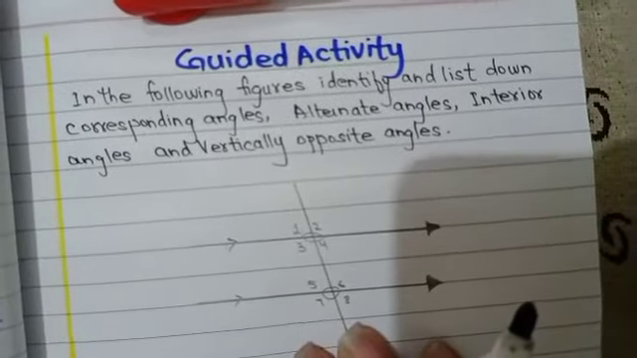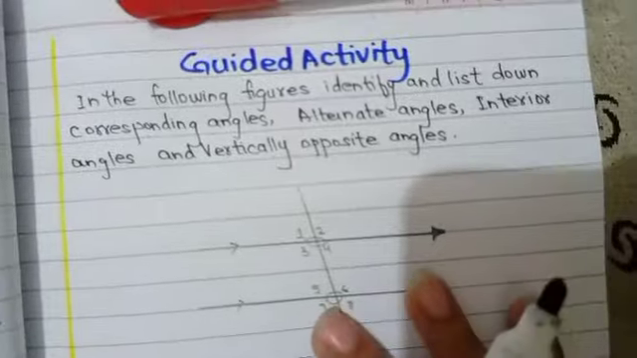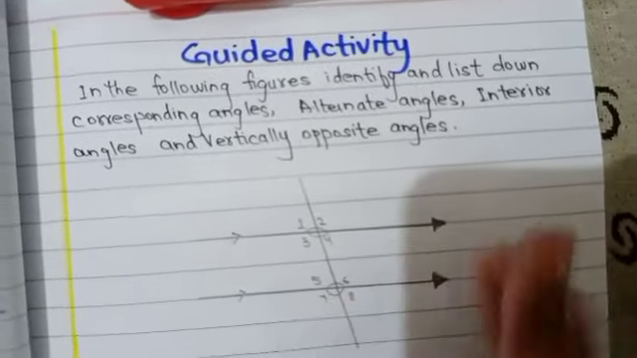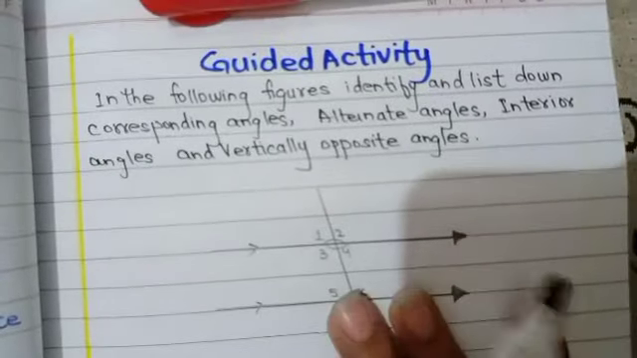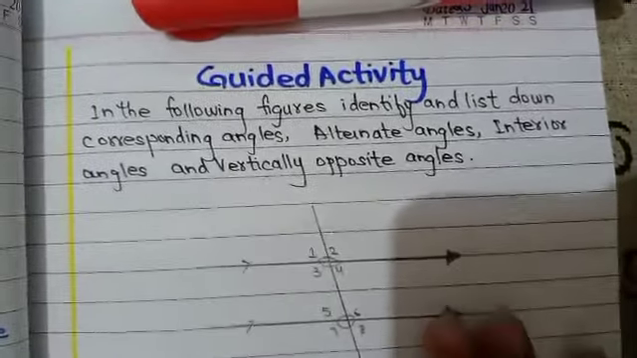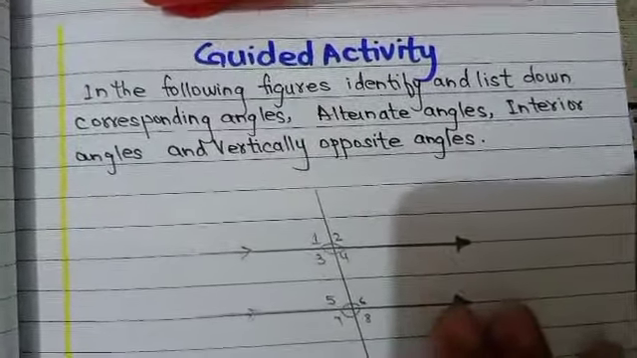Then you will give the heading alternate angles and just name the alternate angles. You can see over here in this figure. Then you will give the heading interior angles and see what the interior angles are, and write them down. Then give the heading vertically opposite angles and write down the vertically opposite angles. I hope this is clear to you.